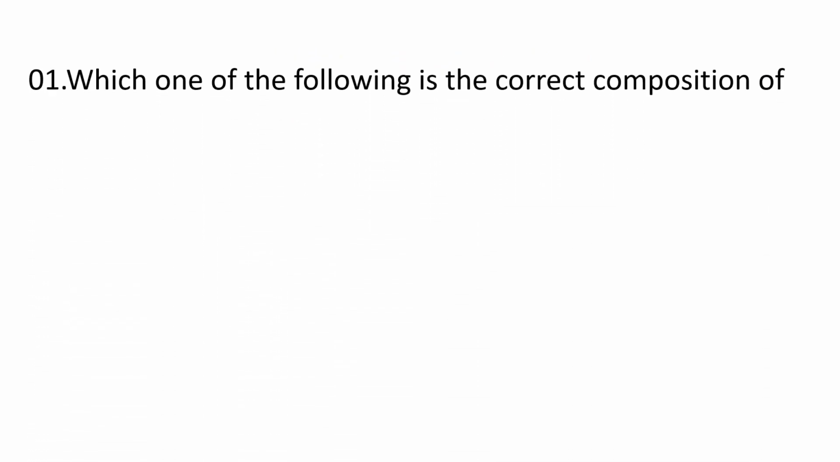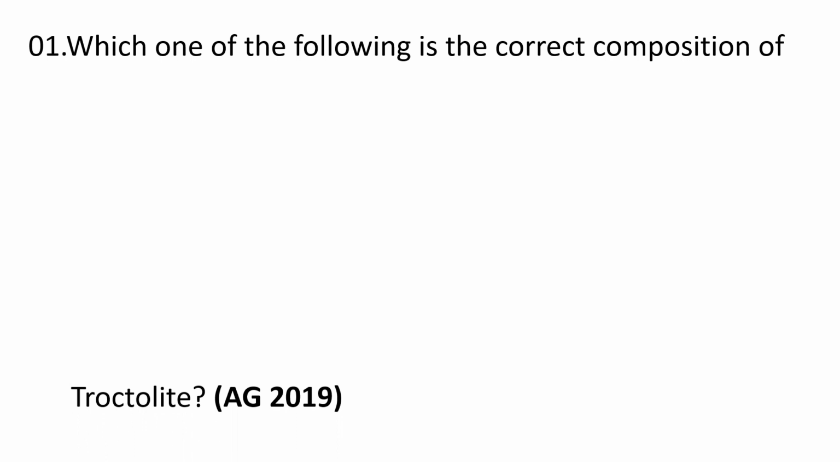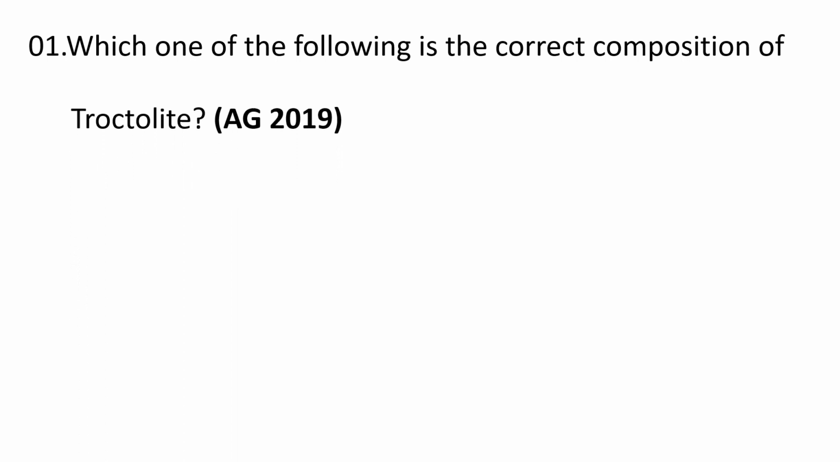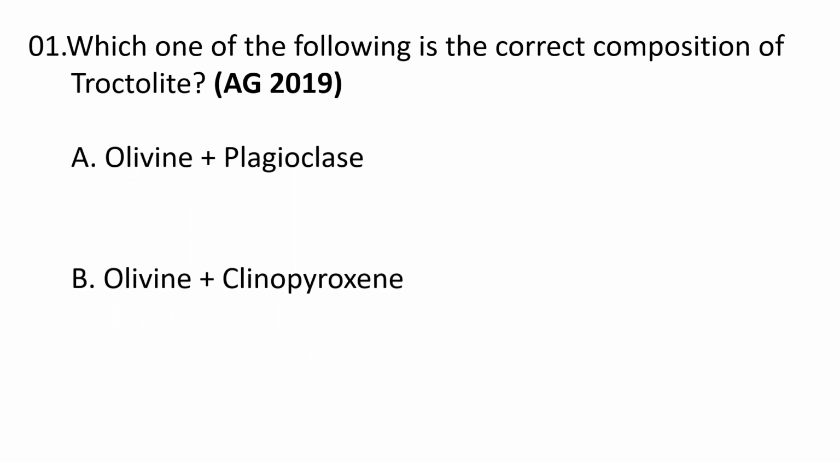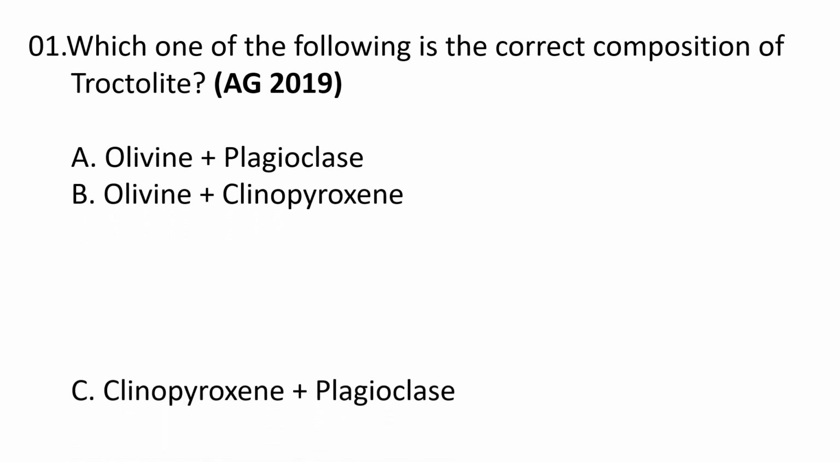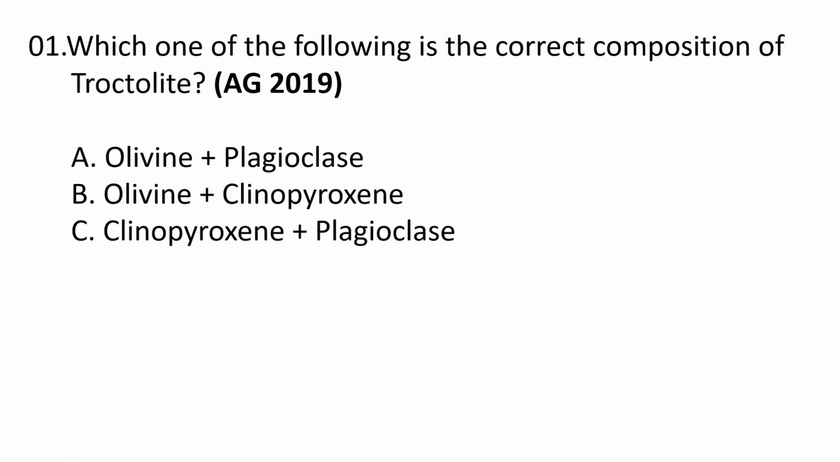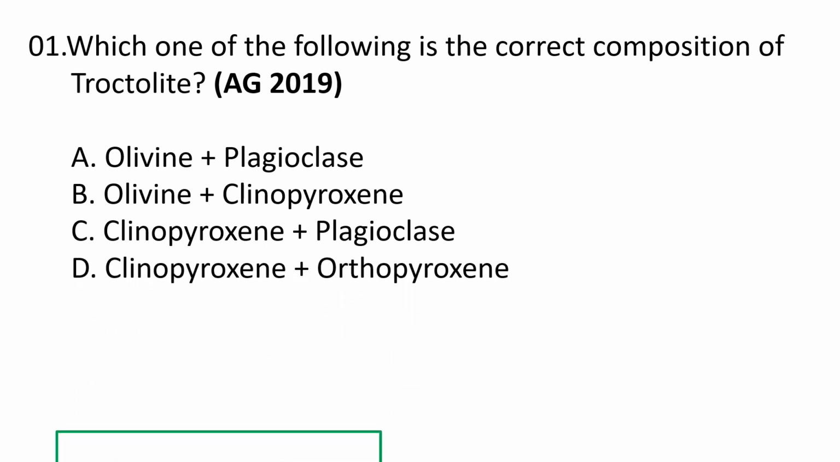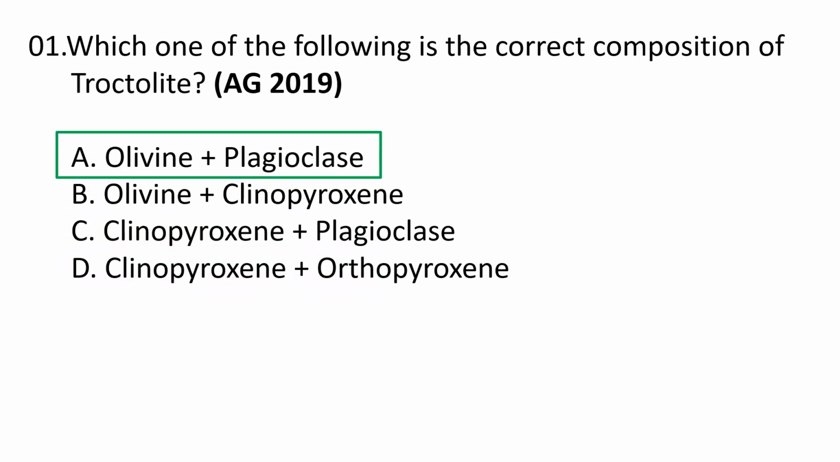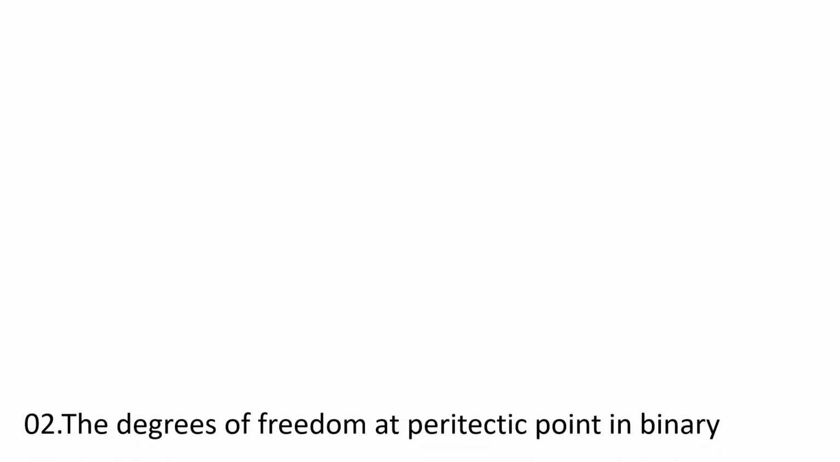Which one of the following is the correct composition of troctolite? This was the question asked in the Assistant Geologist exam 2019. The choices are A. Olivine plus plagioclase, B. Olivine plus clinopyroxene, C. Clinopyroxene plus plagioclase, D. Clinopyroxene plus orthopyroxene. The correct answer is A. Olivine plus plagioclase.